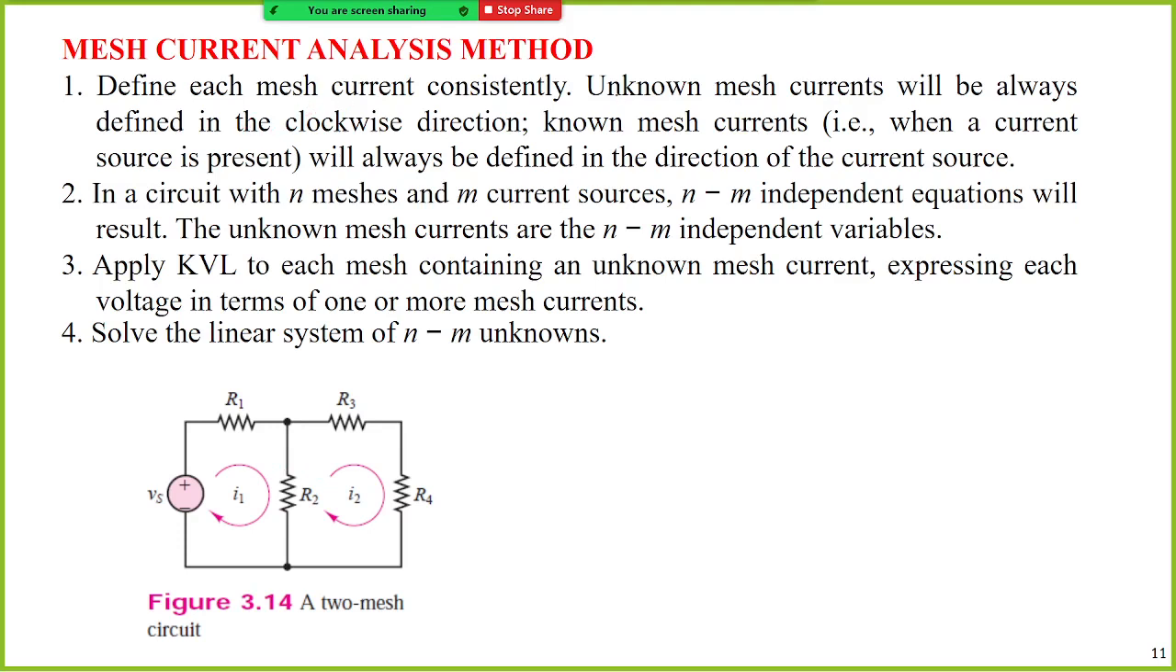So here, unknown mesh current will always be defined in the clockwise direction. So this is unknown. We don't know how much I1, we don't know how much I2. Because it's a voltage source. If you have the voltage source, it's better to do the analysis by mesh analysis, right? Because we know the voltage, but we don't know the current.